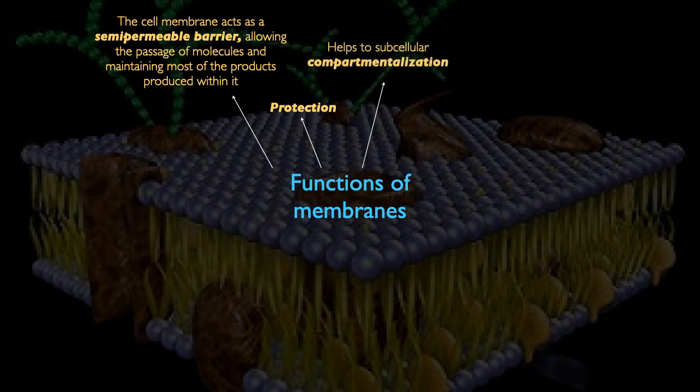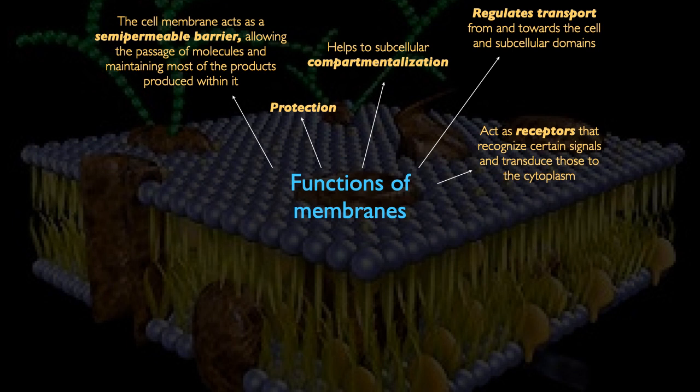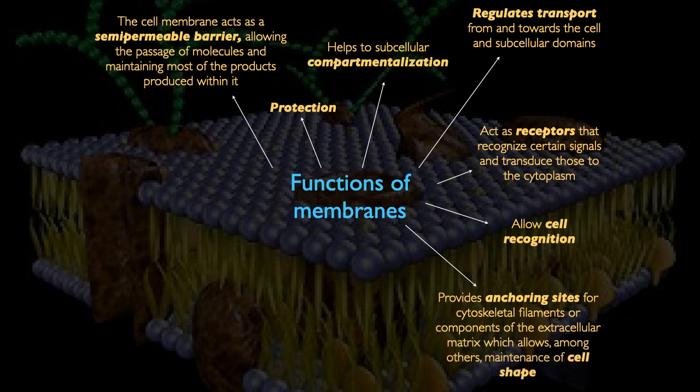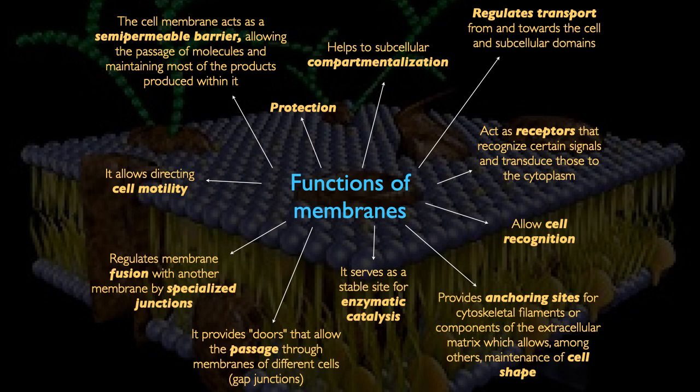Inner membranes help to create different compartments. Membranes can also regulate transport through them. The cell membrane can function as a receptor to different signals like hormones. They also permit cell recognition. They provide anchoring sites to the cell skeleton and the external lining known as the extracellular matrix. They also have special proteins known as enzymes that facilitate chemical reactions. They also facilitate the passage of molecules from one cell to the neighboring cell. And they also participate in membrane fusion and motility. So as you see, there are many important functions of membranes.